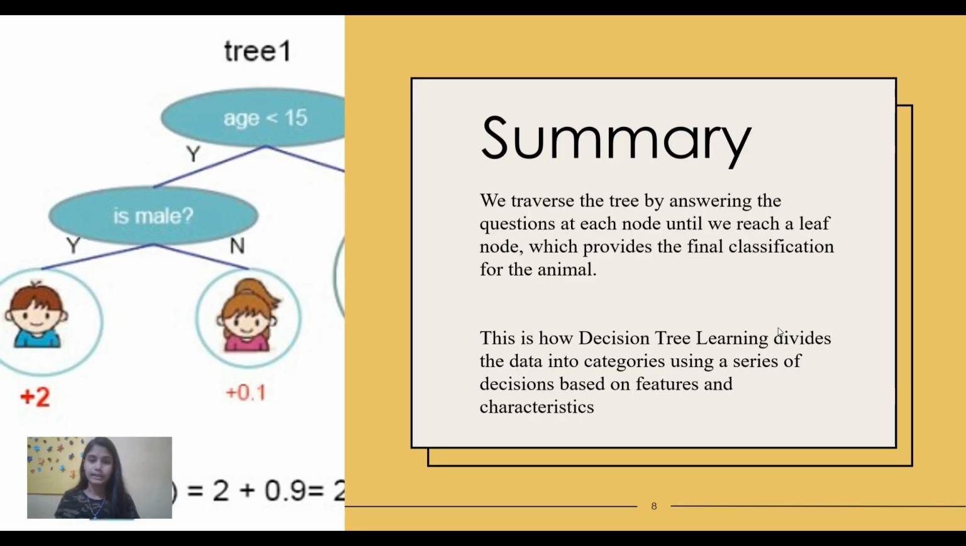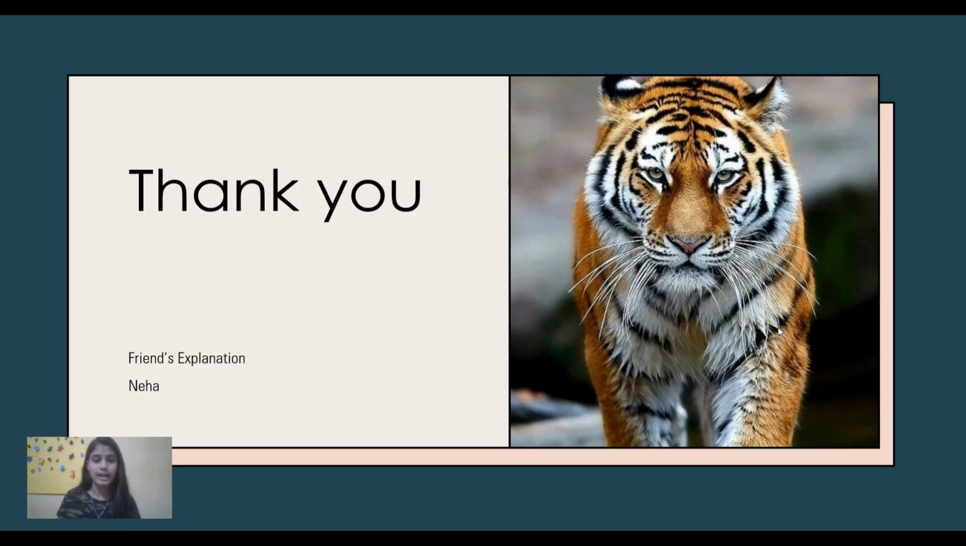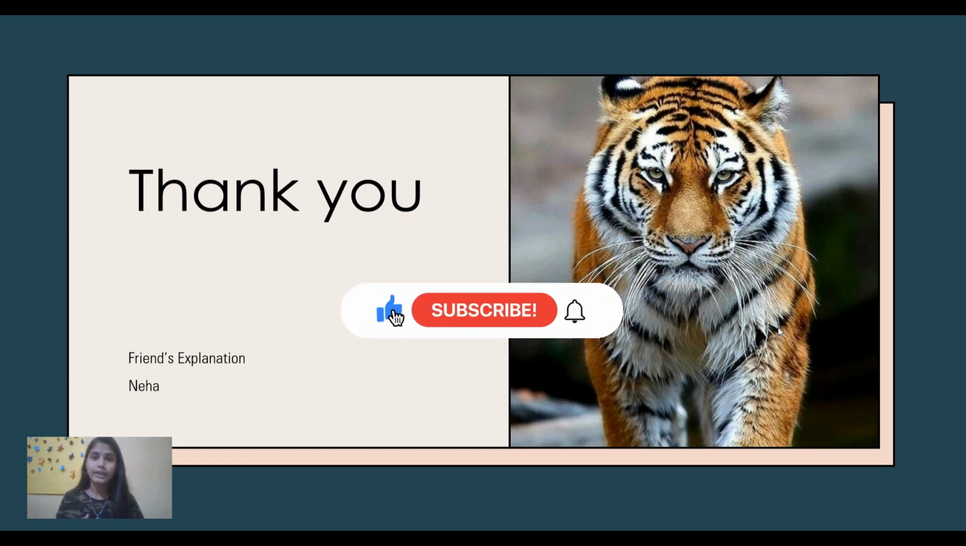So yeah, that's it. In summary, we traverse the tree by answering the questions at each node until we reach a leaf node, which provides the final classification for the answer. This is how decision tree learning divides the data into categories, using a series of decisions based on features and characteristics. I hope you understood whatever I have explained in this video, and I'll meet you in the next video.